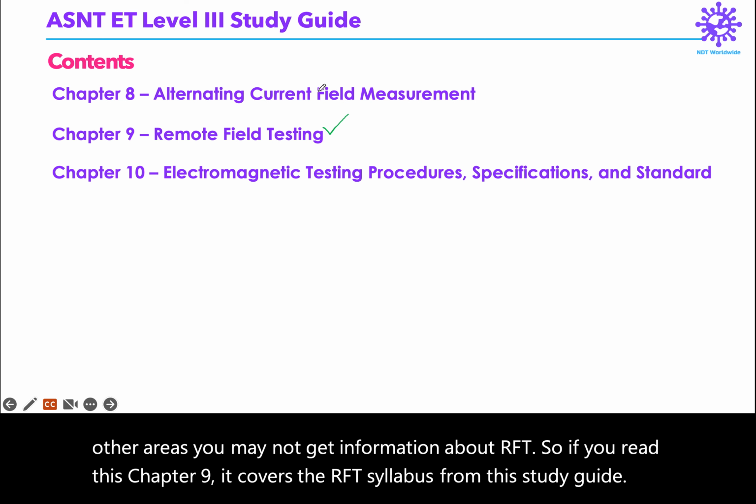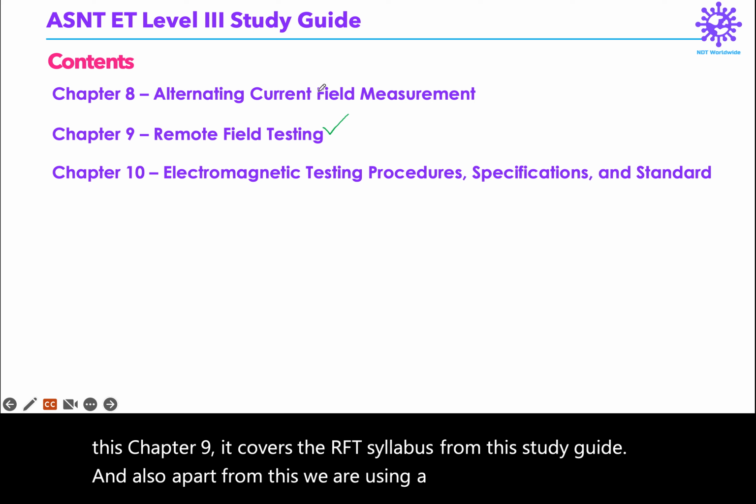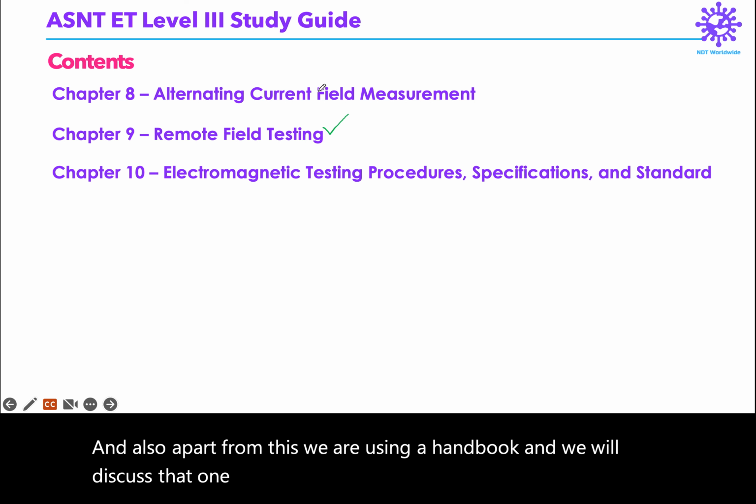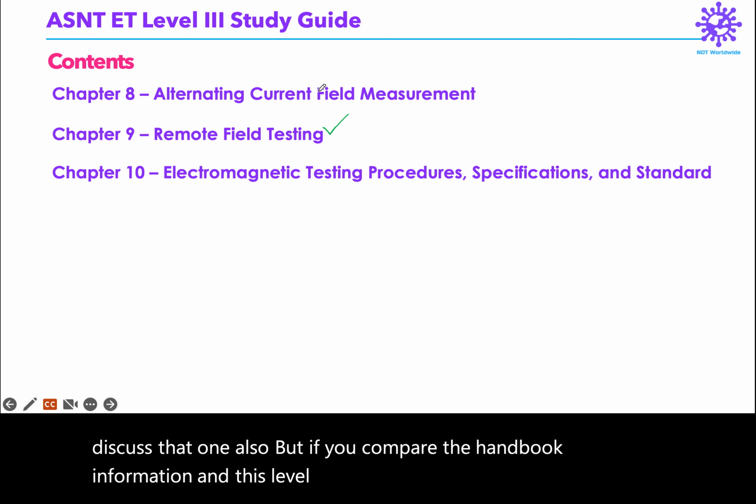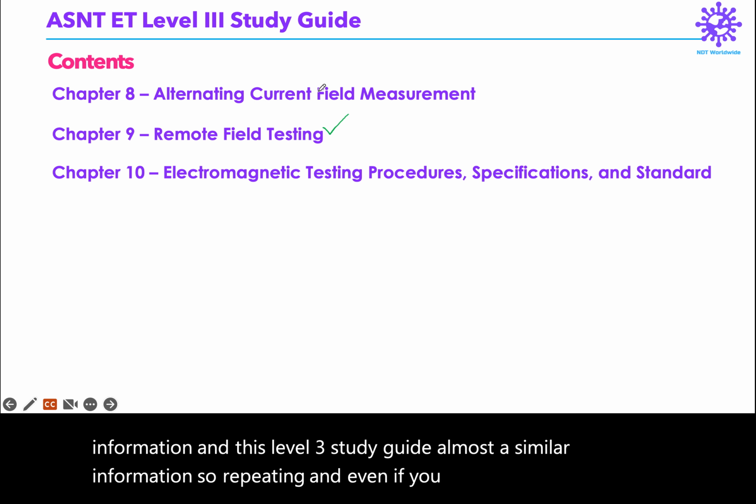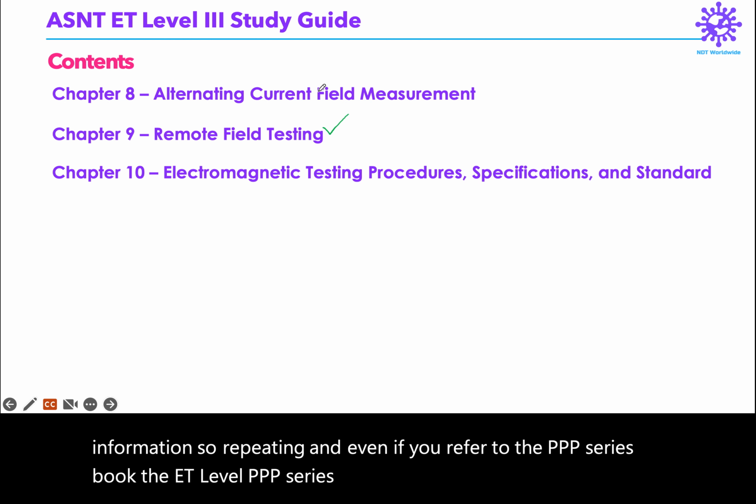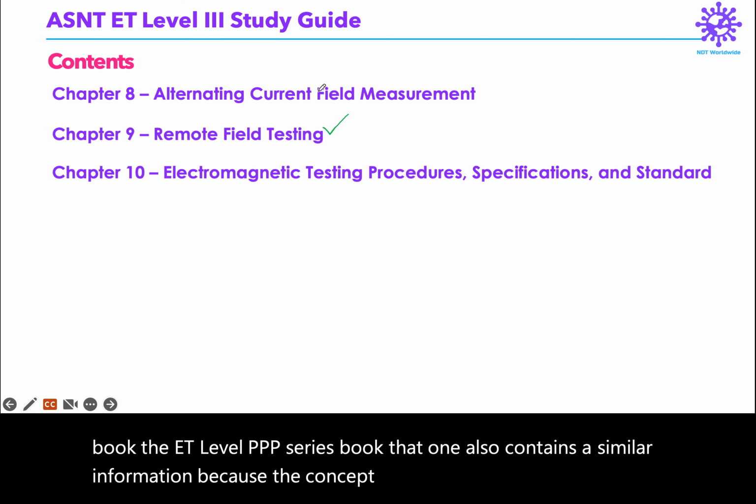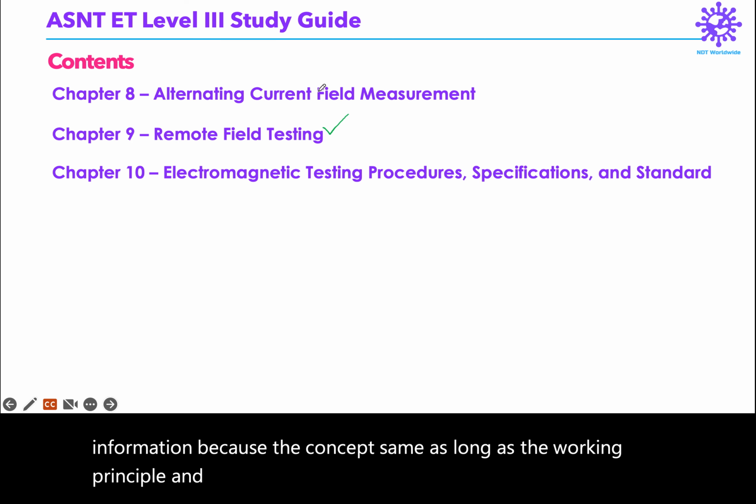Apart from this, we are also using a handbook, and we'll discuss that one also. But if you compare the handbook information and this Level 3 study guide, it is almost similar information, so repeating. Even if you refer to the PTP series book, the ET level PTP series book, that one also contains similar information, because the concept is the same. As long as you know the working principle and the concept, the information is more or less similar in every book.